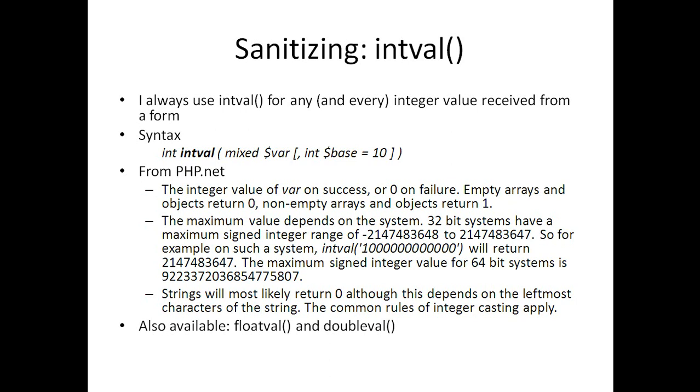So strings will most likely return 0, although this depends on the leftmost character of the string. Common rules for integer casting apply. The integer casting rules are on php.net. You probably don't need to read them, but basically, one of the ways that PHP will cast a string is if the first character of the string is an actual integer, you'll get that value back. So if you did intval on something like "3 chocolate", you'll get 3. And if you did it on "3 choc 0 lit", you'll still get 3, because it'll stop at the non-integer part.